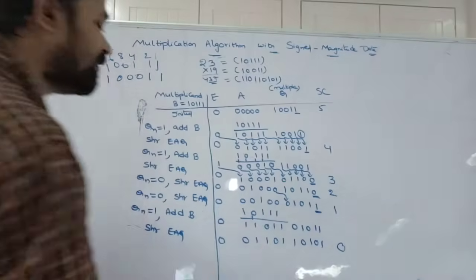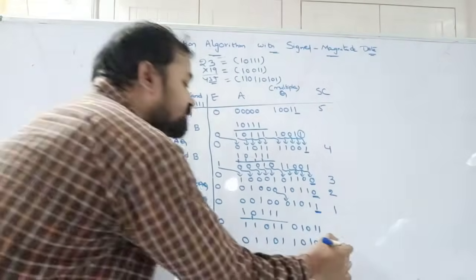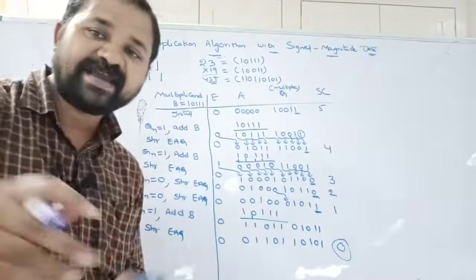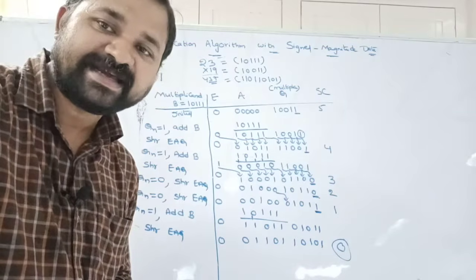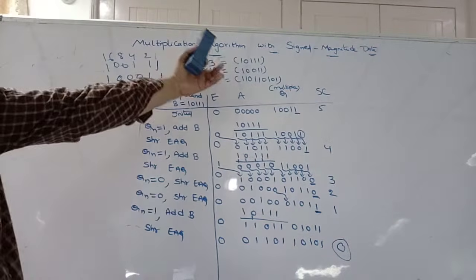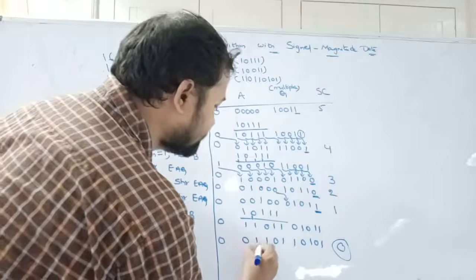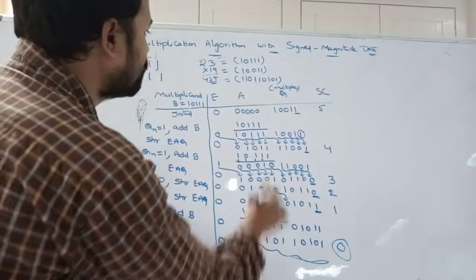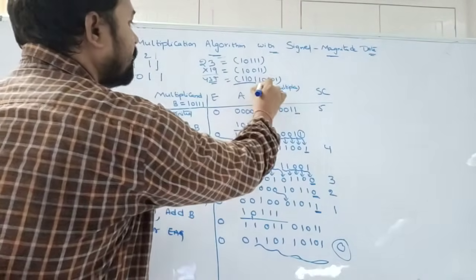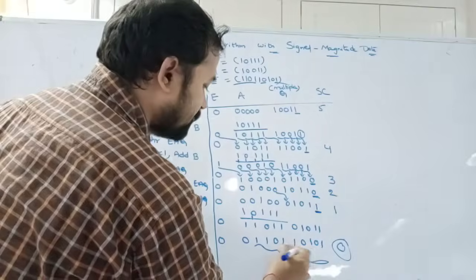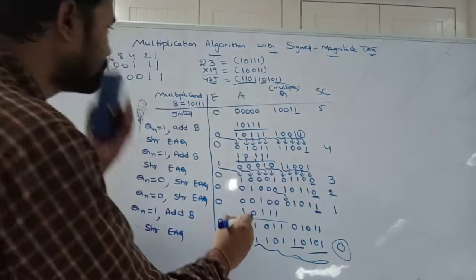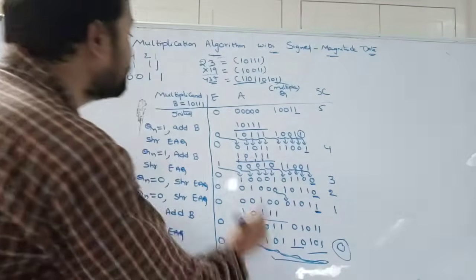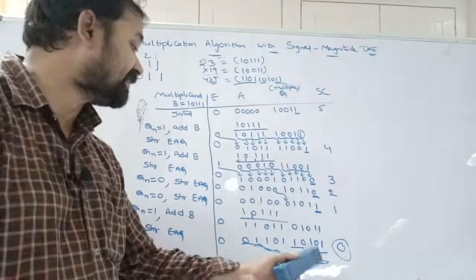Next sequence counter value will become 0. So if sequence counter value will become 0, then we have to stop the process and the result in A and Q will become the result. Okay. So what is the result here? Double 1 0 1 1 0 1 0 1 1 0 1 0 1. Okay. So this is the result. So in decimal number this is nothing but 437.